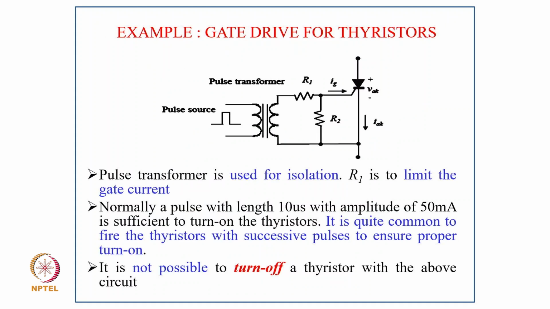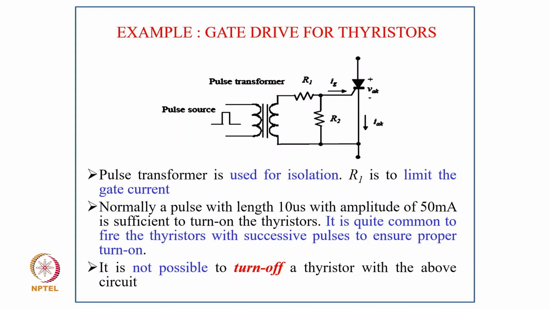So a typical example here is a gate drive circuit for a thyristor. We normally prefer the pulse transformer here, and of course we have a couple of resistances for the protection and current limiting features. And for this transformer, we normally have a pulse duration, with a duty cycle of about 20 to 40%, so that this pulse transformer does not saturate. Of course, a pulse width of around 10 microseconds is enough.